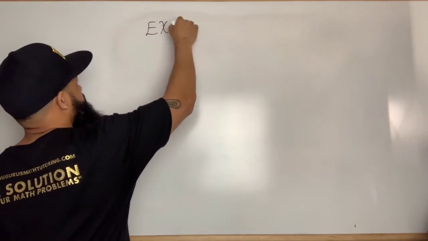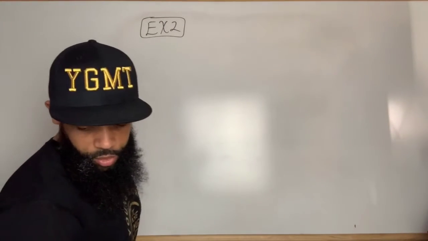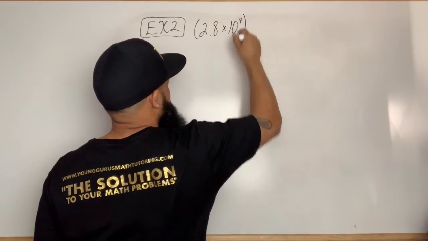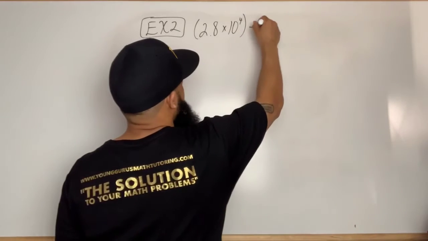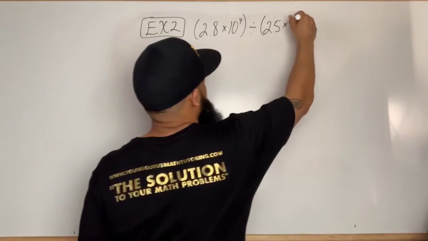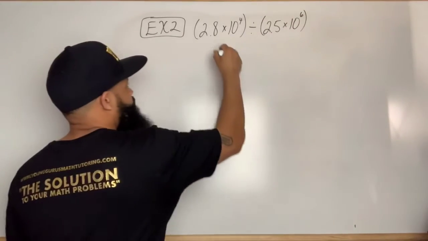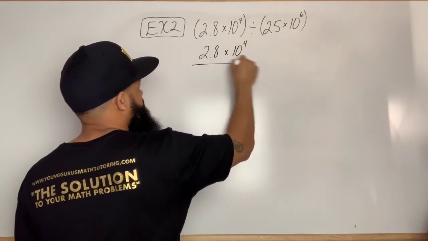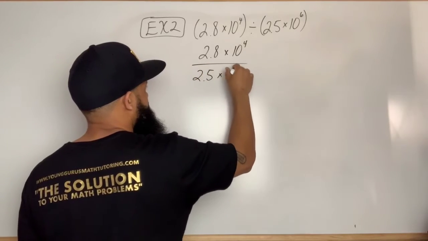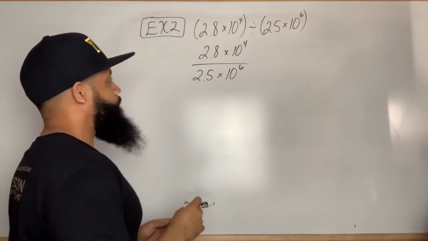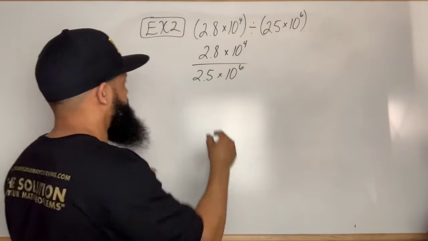Example 2. Let's say I have 2.8 times 10 to the 4th, and I have that divided by 2.5 times 10 to the 6. I'm going to rewrite it the other way again. 2.8 times 10 to the 4th divided by 2.5 times 10 to the 6. When you rewrite it like this, it typically makes it look a little simpler because if you're familiar with the rules of exponents, then that helps out.